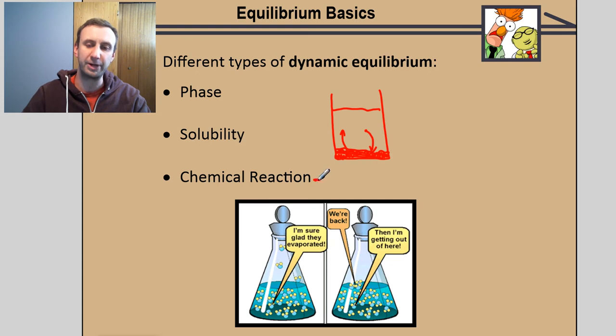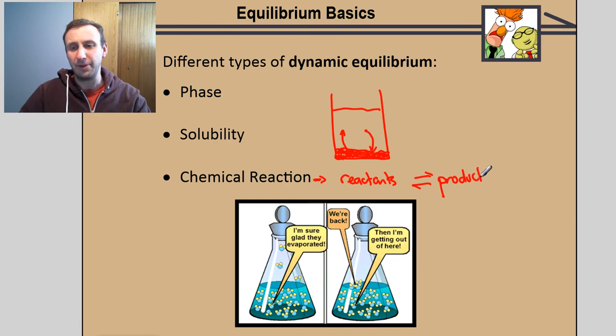And then in a chemical reaction, I'm of course dealing with reactants turning into products. So in this kind of system, I have all the time reactants turning into products, but then I also have products that are turning into reactants, and this is happening at an equal rate. So the forward and reverse reactions are both occurring equally as fast.